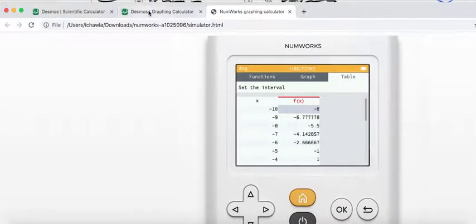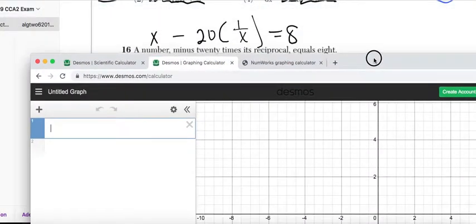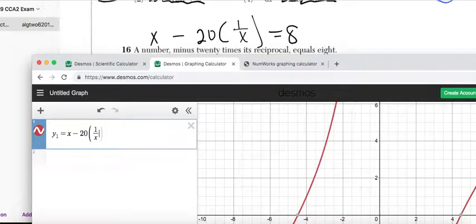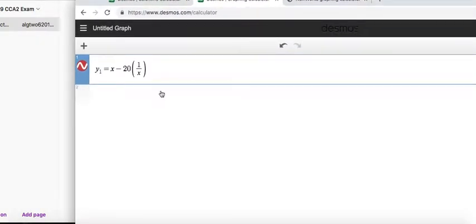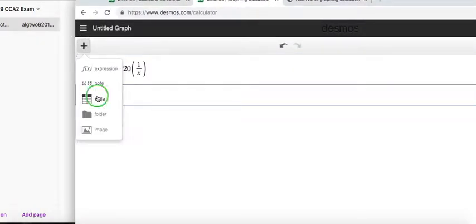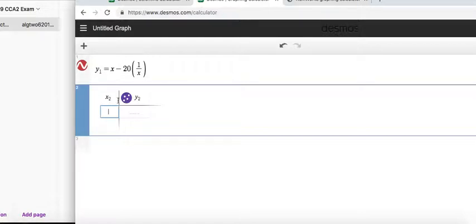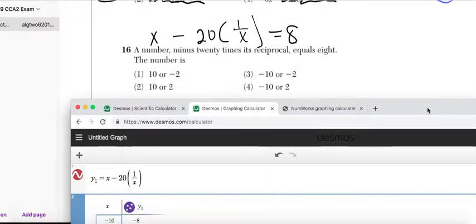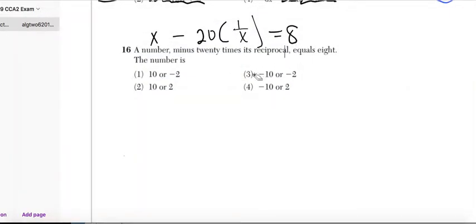Maybe I'll go to the Desmos graphing calculator. That might be better. So I'm going to set y1 equals x minus 20 times 1 over x. And I want to see which input x gives me a value of 8. So I'm going to go straight to the table, x and y1. Which x value, when I substitute for x, results in y1 equals 8? I'm going to start at -10, and you see -10 gives us -8. So -10 is not a solution because we want it to equal +8.